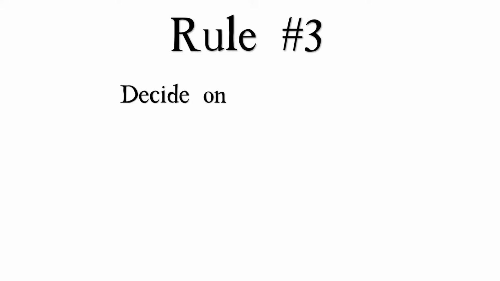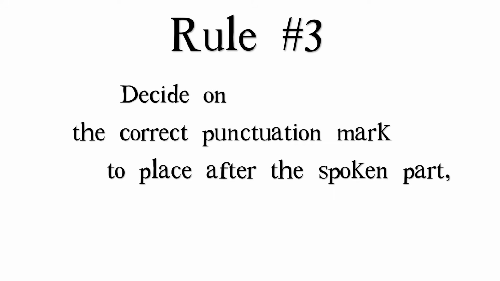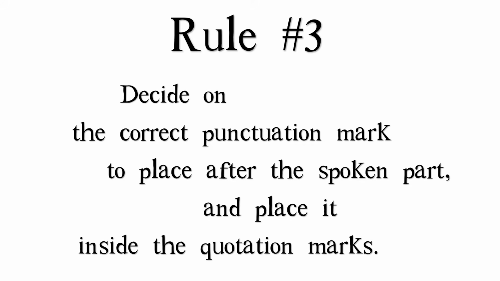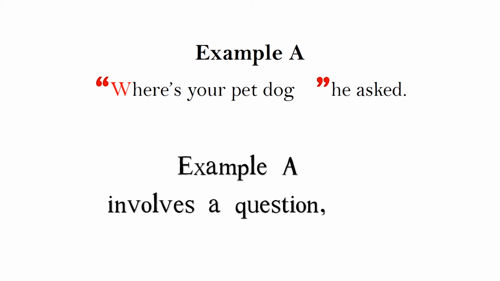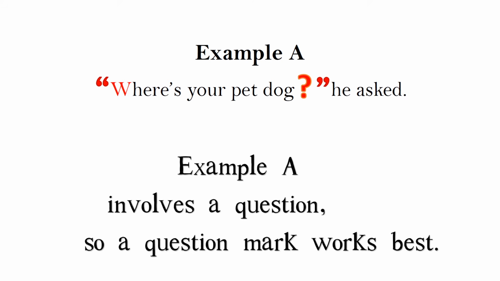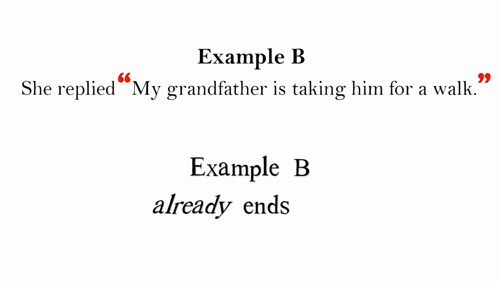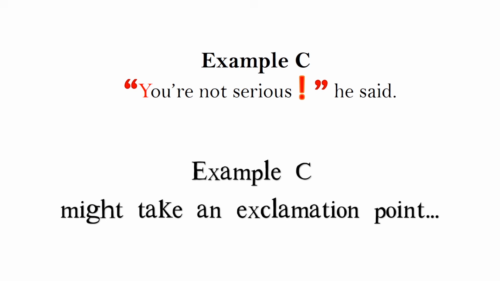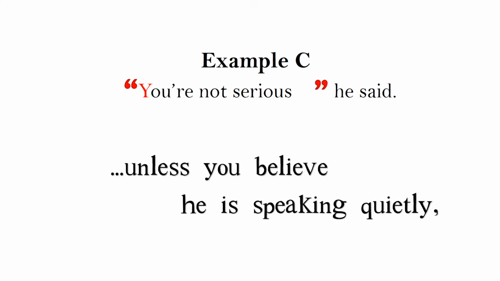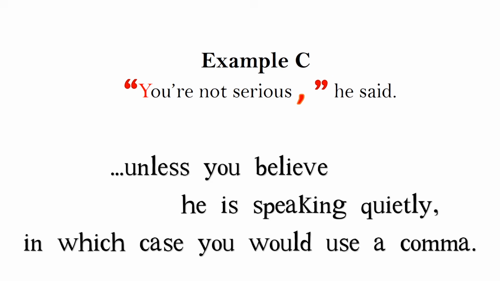Rule number 3. Decide on the correct punctuation mark to place after the spoken part, and place it inside the quotation marks. Example A involves a question, "Where's your pet dog?" So a question mark works best. Example B already ends with a period or full stop. Example C might take an exclamation point, unless you believe he is speaking quietly, in which case you would use a comma.